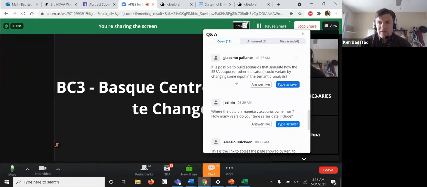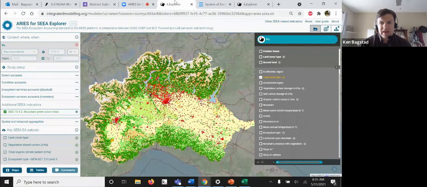Is it possible to build scenarios that simulate how SEEA output or other indicators could change by changing an input in the analysis? Yes, scenarios are definitely important, and there are a few different ways to do it. For now, we have the capability to do that within the expert modeling interface. So you can introduce a new data set for land cover or for climate, for instance, or for both, and run a scenario on climate or land use change. I should mention we also have land cover change modeling incorporated within the expert modeling system, so you can write land cover change models that feed into the ecosystem service models as well.